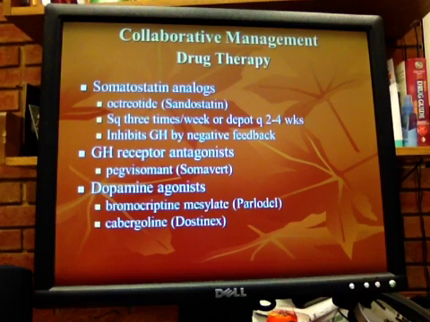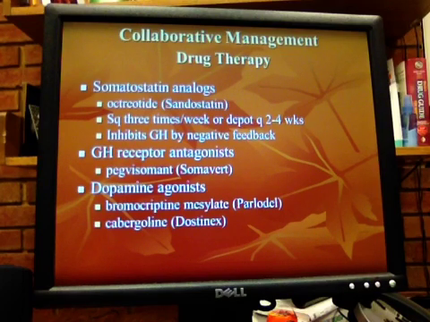This is also an injection. It's either daily or weekly. And it's going to be used for patients with surgery or radiation therapy, but still having hypersecretion. So it's used in combination. It'll normalize the insulin growth factor 1 in 90% of patients. But again, this is not appropriate for primary treatment because it doesn't act on the tumor itself.